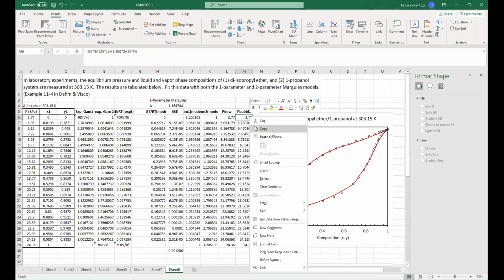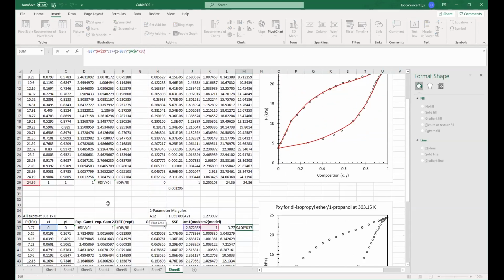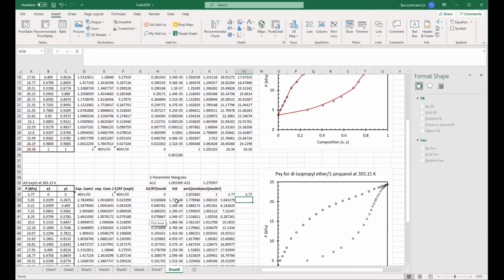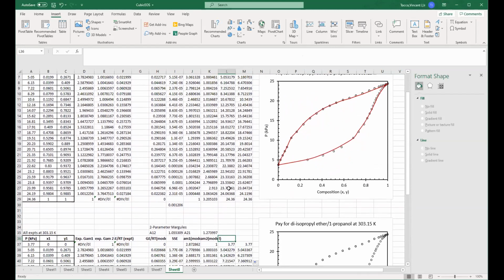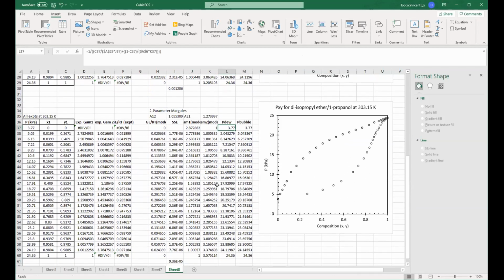So copy and paste special. I don't know if I've shown you this before, but in paste options, you have the option to paste a value or a formula. In this case, I want to paste the formula and then just double check that I'm referencing all the correct cells. So just to head off my columns appropriately, P dew and P bubble. Okay, I'm going to plot these.